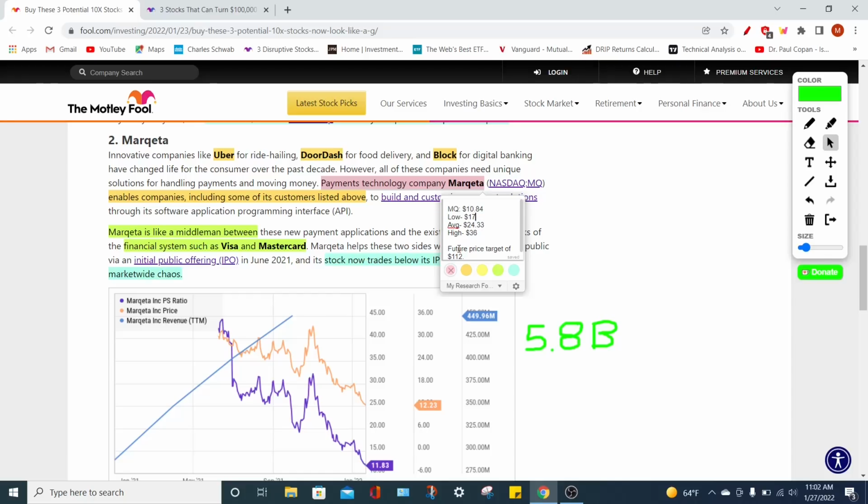But if we look over at their future price target of $112 according to analysts, this stock could more than 10x. Marqeta is like a middleman that stands between various payment applications and financial systems, such as Visa and MasterCard. Marqeta also has fantastic customers, such as Uber, DoorDash, and Block, which used to be called Square. And I personally am very bullish on Block's technology, and if I'm bullish on Block, that makes me bullish on Marqeta, because Block is one of Marqeta's largest customers.